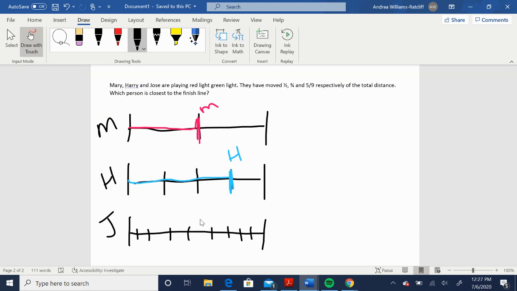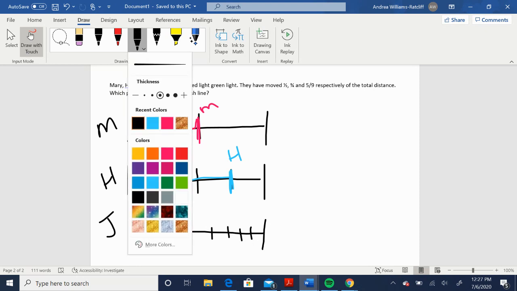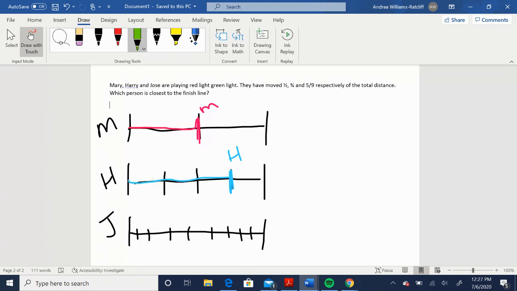Now we've got Jose, who has completed 5 knots, so let's choose a different color for him. So 1, 2, 3, 4, 5 knots, if we go all the way up to here. Now we are looking at what Jose has completed. If we look at the different comparisons here, we can clearly see that Harry is the closest person to the finish line.